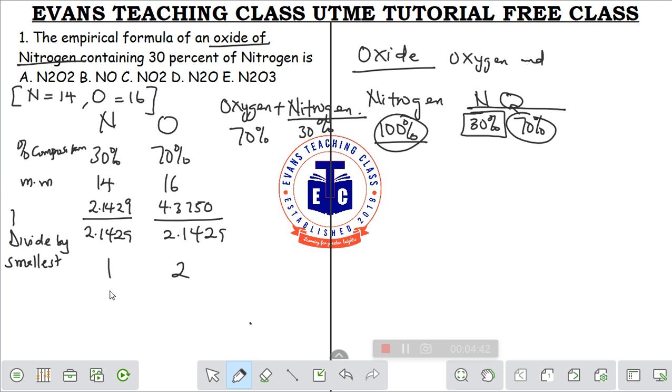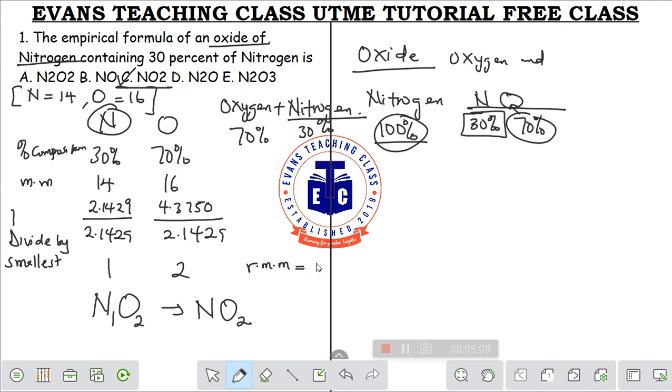Now the next thing you're going to do is, what do you have under nitrogen? We have 1, right? So we bring that 1 beneath as the subscript. That of oxygen, we bring the 2 to be the subscript. So our final answer is NO2. You can see that this thing is not hard. Our answer is option C. So this is how to find empirical formula. If they ask you to find molecular formula, they will give you the relative molecular mass.